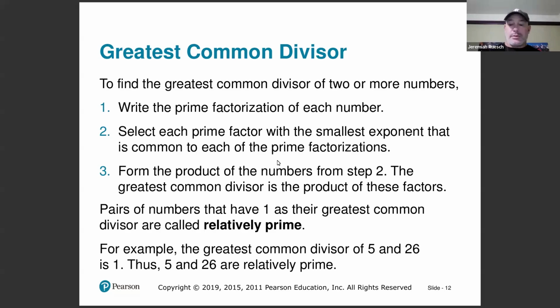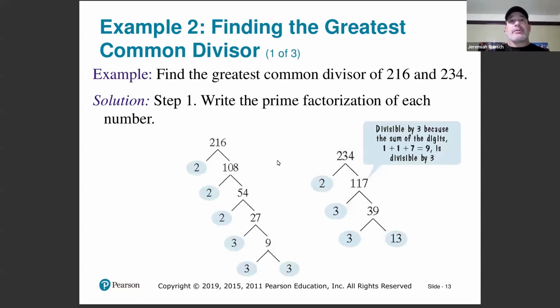Let's look at an example: finding the greatest common divisor of 216 and 234. Let's prime factor each of these. 216 is 2 times 108, 2 times 54, 2 times 27, 3 times 9, and 3 times 3. And 234 is 2 times 117, and then 3 times 39, and then 3 times 13.